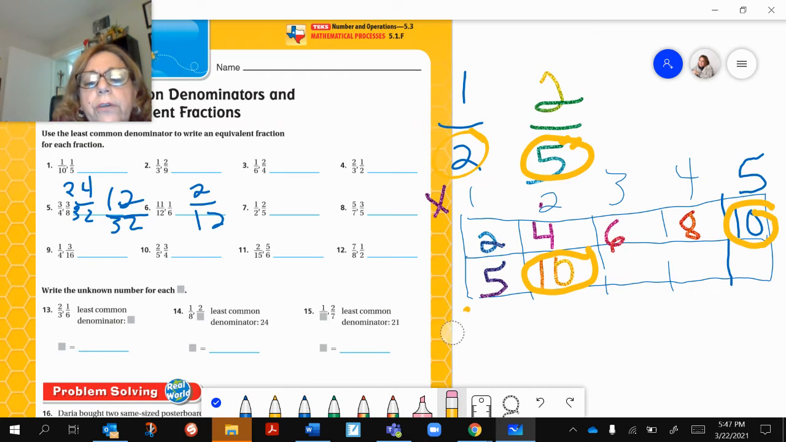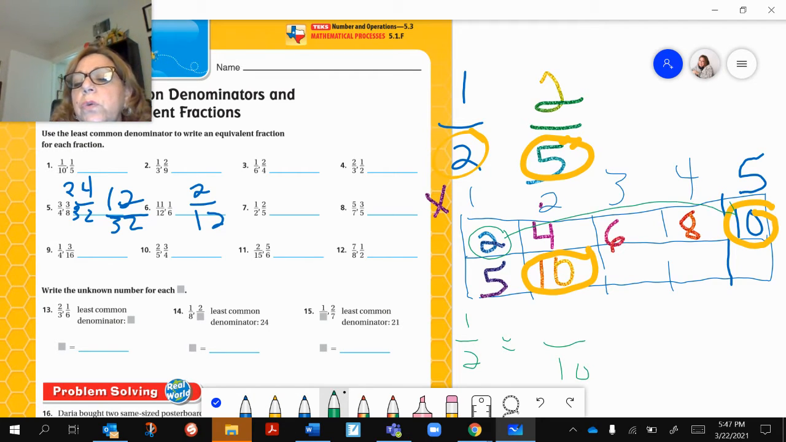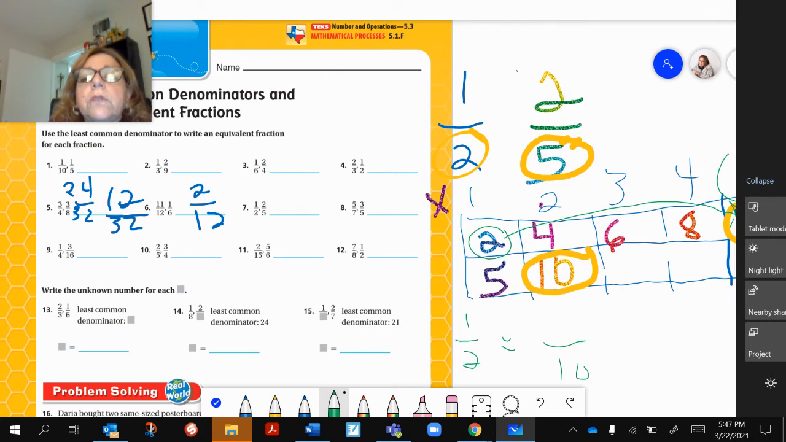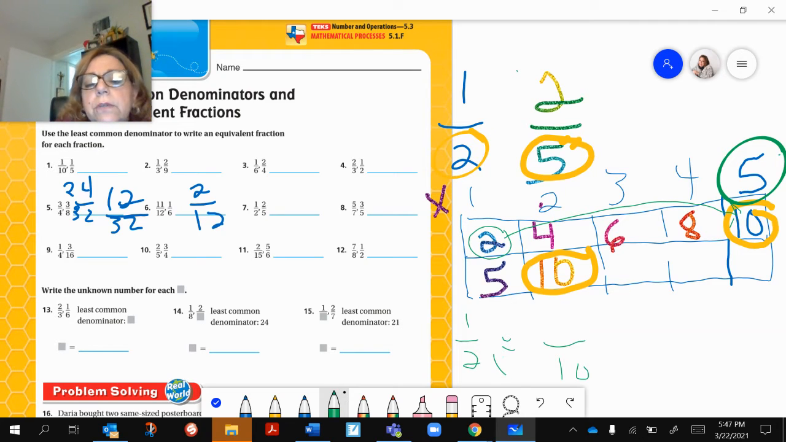Let me change the color ink. I have 1/2 is equal to, and I'm going to put a 10 above. So I'm moving to my 2 right here. How did I get from 2 to 10? That's right, I had to multiply it by, see there, 5. So it's times 5, and 1 times 5 equals 5. So 1/2 is equivalent to 5/10.